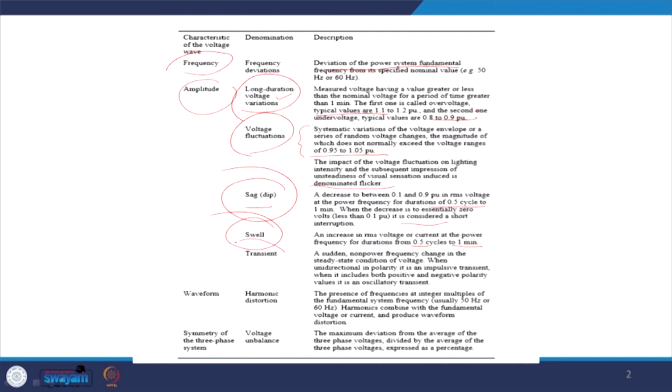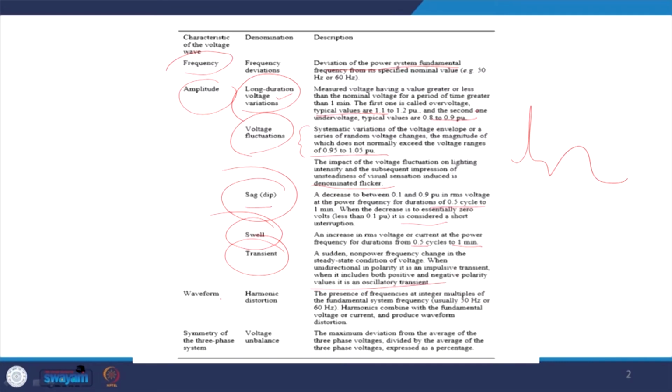In the same way, transient, you know that a transient is quite an unpredicted phenomenon, it comes and goes for a very small duration of time. A sudden non-power frequency change in the steady state condition of the voltage, when unidirectional in polarity, is an impulsive transient. All of a sudden a spike comes and then goes. When it is in both positive and negative polarity values, it can be an oscillatory transient.